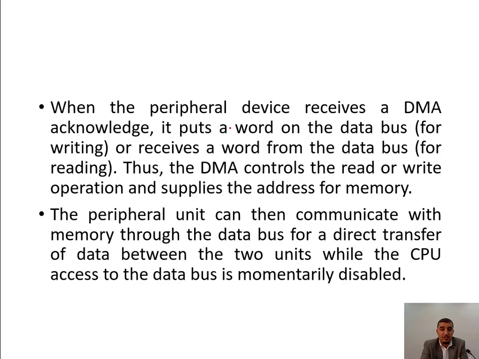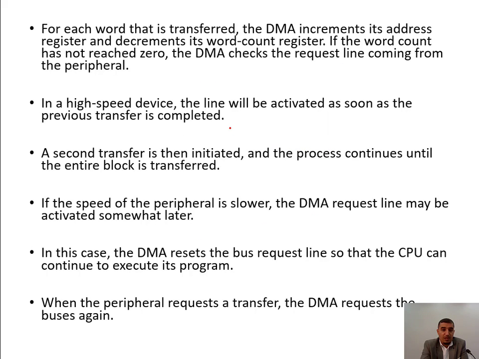When the peripheral device receives the DMA acknowledge, it puts the word on the data bus for writing or receives a word from the data bus for reading. Thus, the DMA controls the read and write operations and supplies the addresses for the memory. The peripheral unit can then communicate with the memory through the data bus for a direct transfer of data between the two units, while the CPU access to the data bus is momentarily disabled.